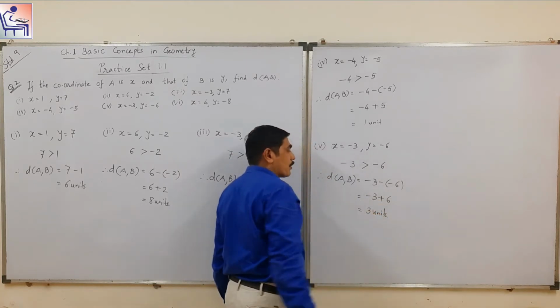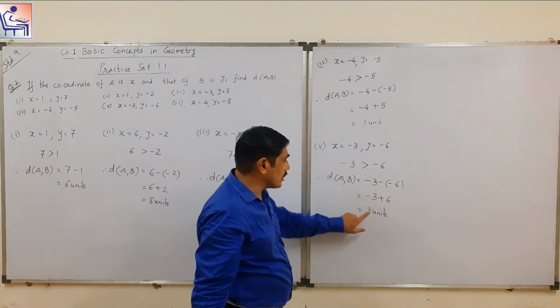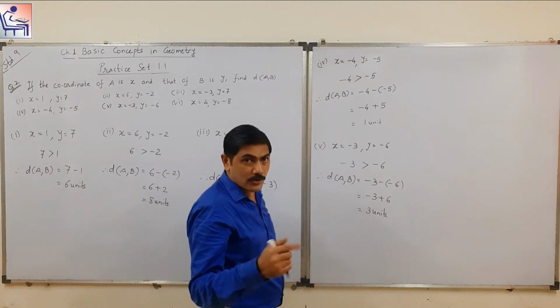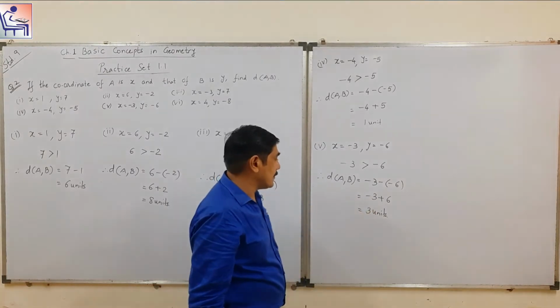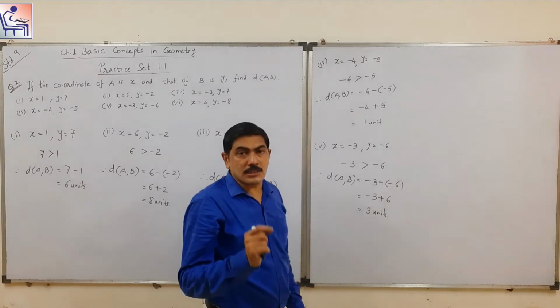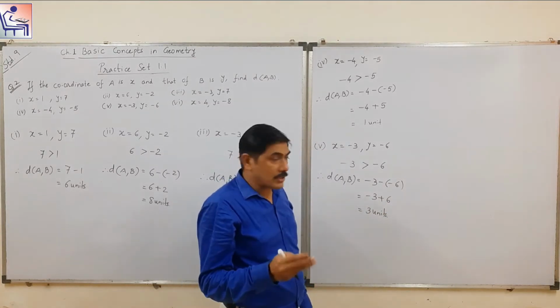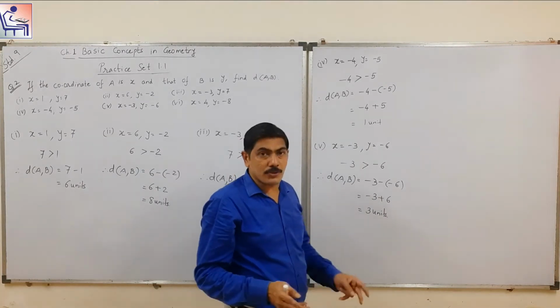Please remember, for minus plus minus, take the sign of the greater number. So we did 6 minus 3, but we kept the positive sign, that is of plus 6. And remember, distance can never be negative. So the ultimate answer must be positive.